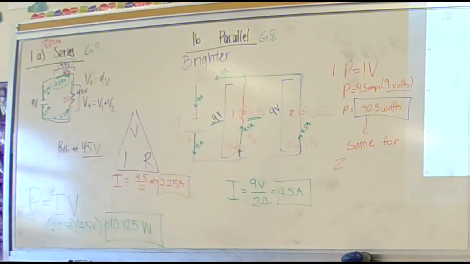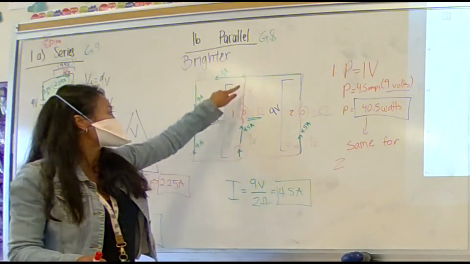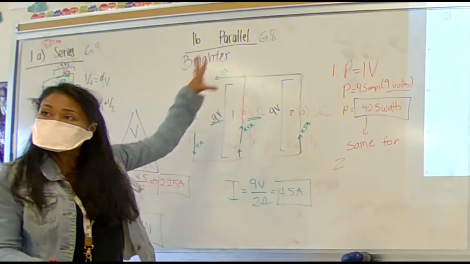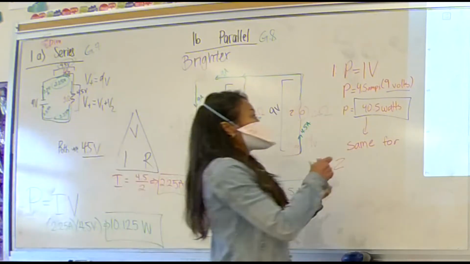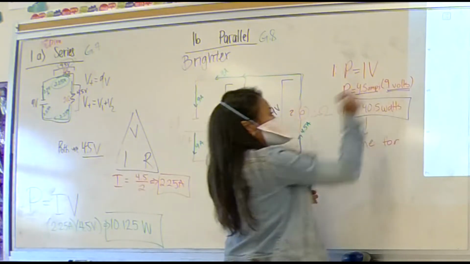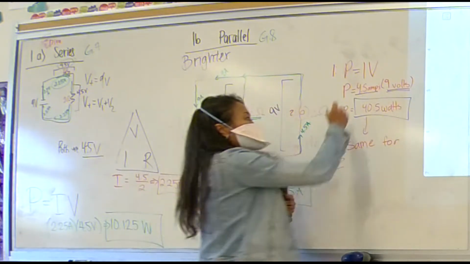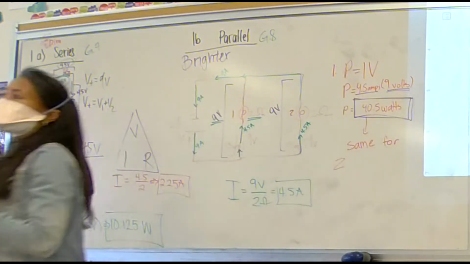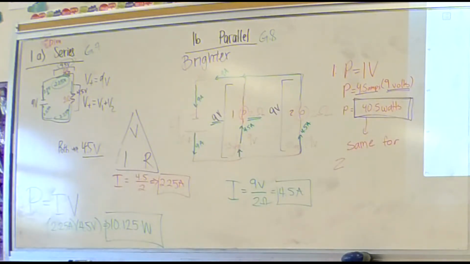Good question. Okay, so we established our current is 4.5 coming through each light bulb, and we're only focused on the light bulb, not the total circuit. So if I have 9 volts going through the light bulb and 4.5 amps going through it, my power used by that light bulb, the energy used by that light bulb, is going to be 40.5 watts.